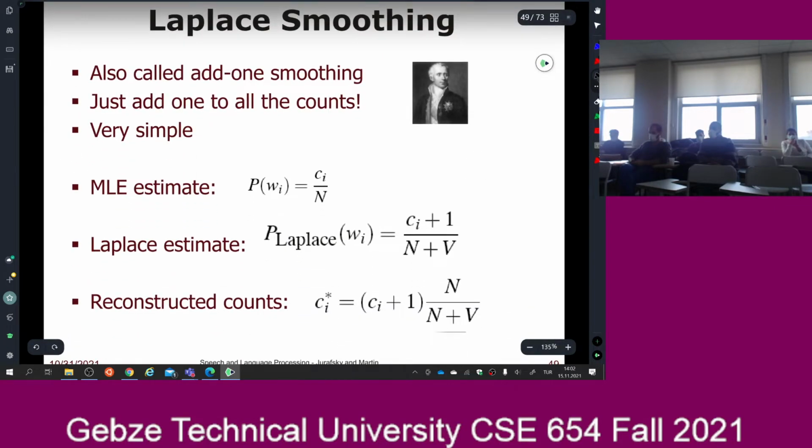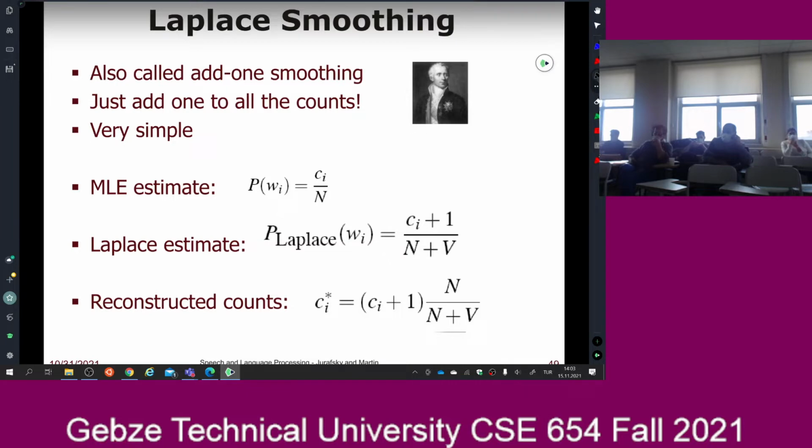So somebody came up with this idea. They said, okay, let's do add one smoothing. Maximum likelihood estimate says that the probability of seeing a word is counting that word and dividing it by the number of words. The Laplace estimate says no, add 1 to all the word counts, and also add this V to the denominator. What is V? The number of words in your dictionary, right?